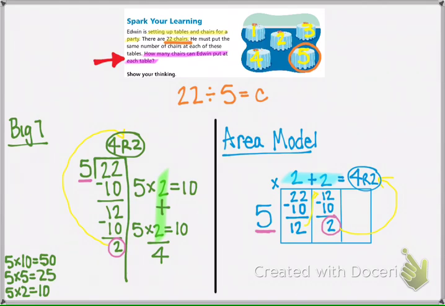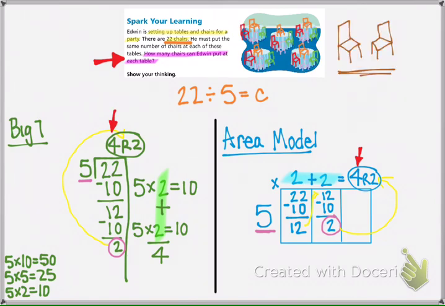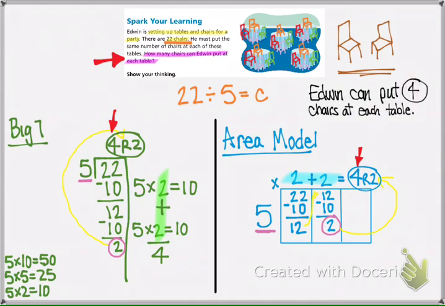You can't have a remainder of 2 at each table, so we have to figure out what does that mean. Well, that means that there are 4 in each group. So that is 4 chairs at each table with 2 left over. So the answer to our question is that Edwin can put 4 chairs at each table. There are 2 left over for the just in case.